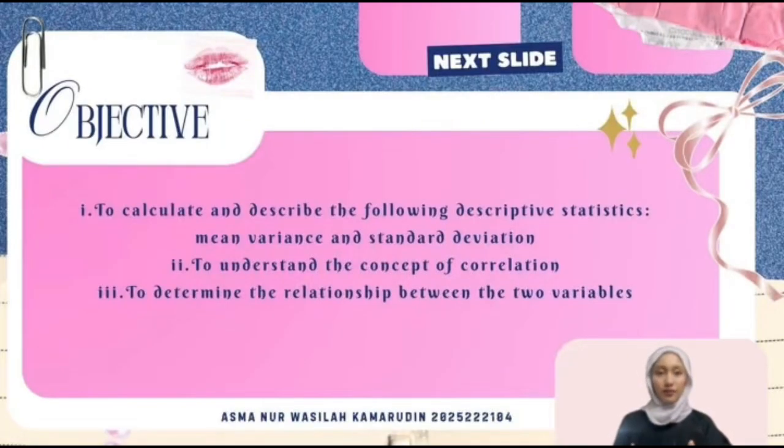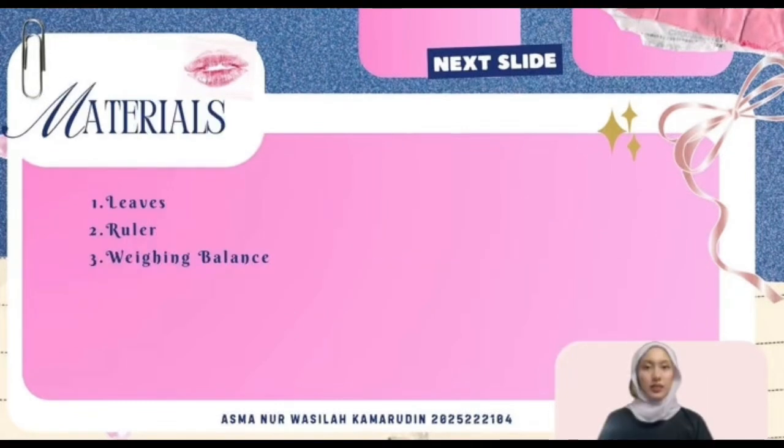The objective for this practical is to calculate and describe the following descriptive statistics: mean, variance, and standard deviation, to understand the concept of correlation, and lastly to determine the relationship between the two variables. The materials for this practical are leaves, a ruler, a weighing balance, and graph paper.